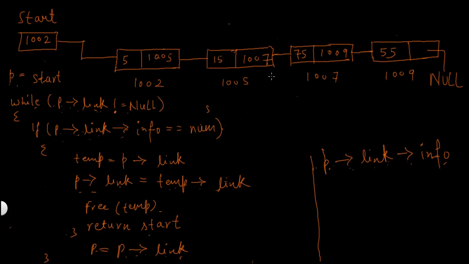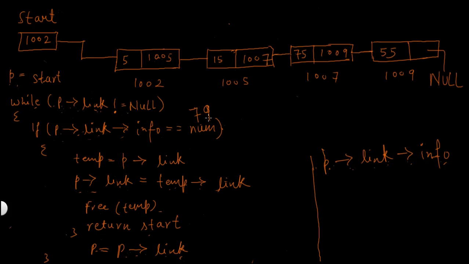Now suppose the user enters 55 as the number. Then first time this while loop will run, p will be here. This while loop will be true, but this if condition will be false. Second time this while loop runs, p will be here. This while condition will be true, if condition will be false. Third time this while loop runs, p will be here. This while condition will be true, and this time this if condition will also be true because info part of the next node is also 55. And with the help of this code, this node will be deleted, and temp arrow operator link this time will be equal to null, and null will be assigned to link part of this node. And the link part of the last node should always be null.